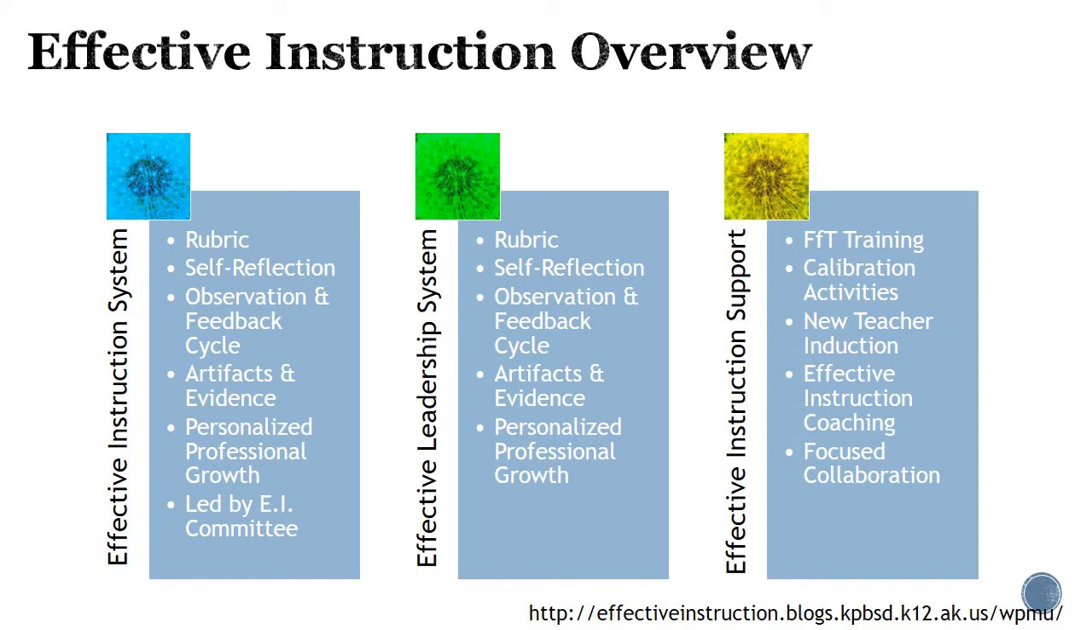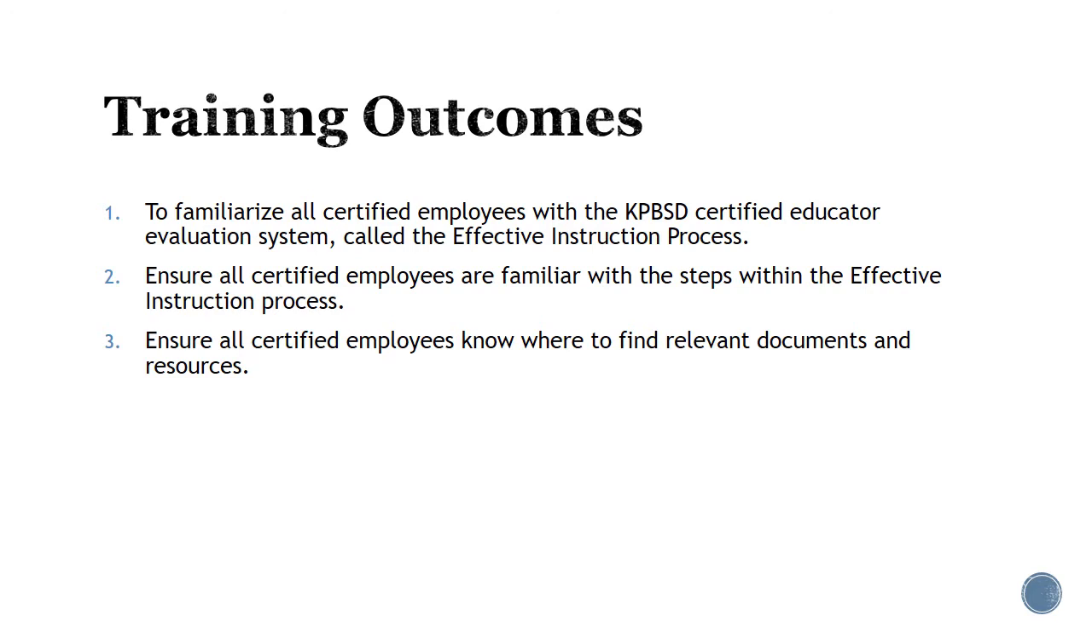It includes the evaluation systems for both teachers and administrators, the outcomes of which should be used in conjunction with professional development opportunities to support our continuous growth in our practices. The outcomes of this training include familiarizing all certified employees with the Certified Educator Evaluation System, which is called the Effective Instruction Process, to ensure all certified employees are familiar with the steps within the process, and to ensure all certified employees know where to find the relevant documents and resources.